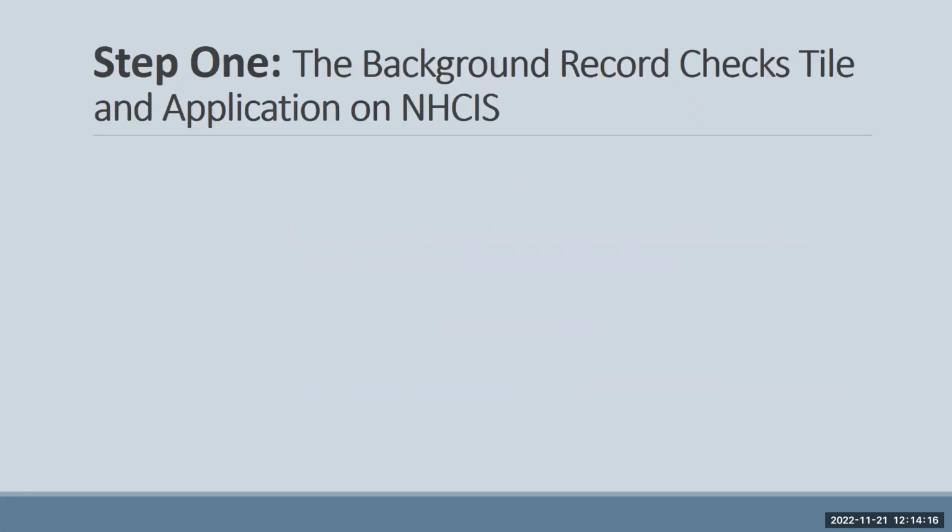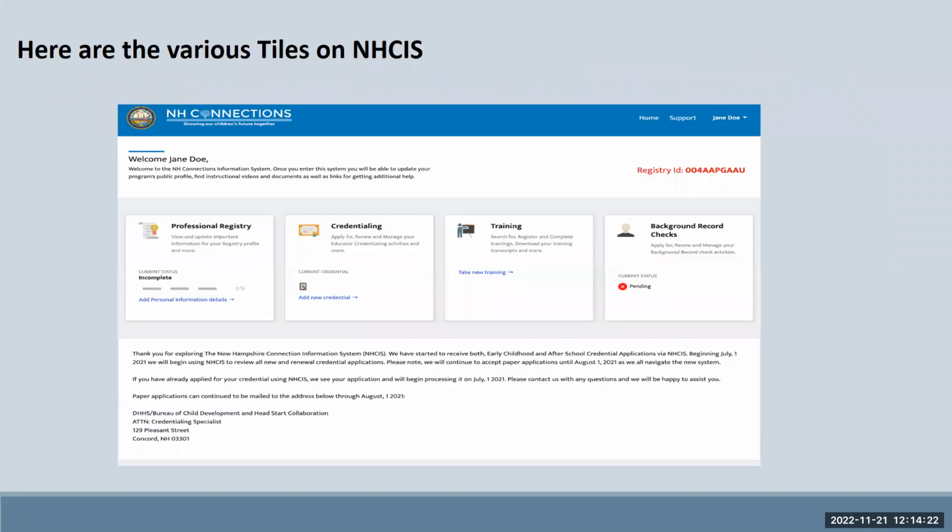Now let's look at step 1, the background check tile and the application on NHCIS. After you register for an account on NHCIS, your portal page will populate with a number of boxes that are called tiles. These tiles include the professional registry, training tile for tracking your professional development, and the background record check tile. Now here's the first snag you could run into.